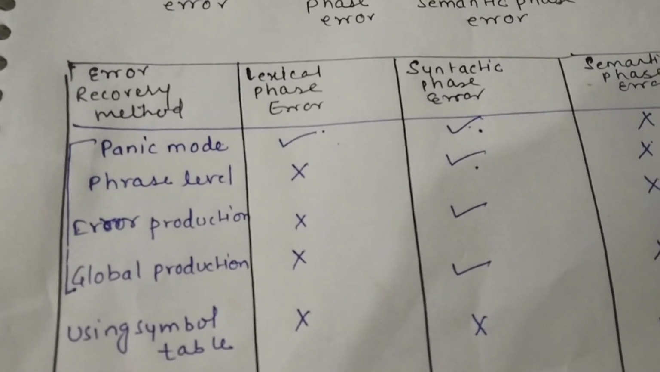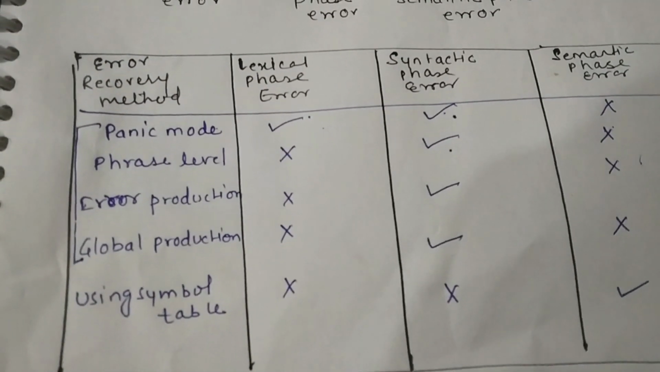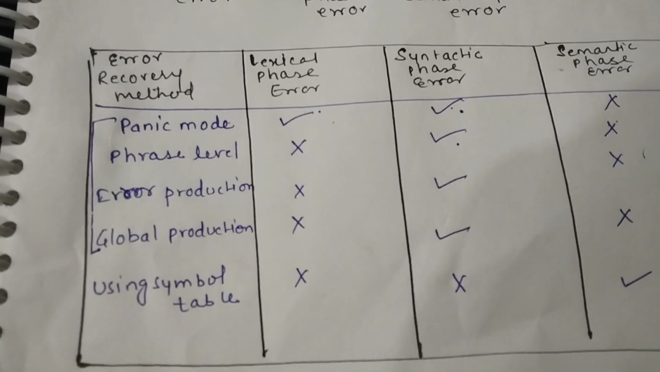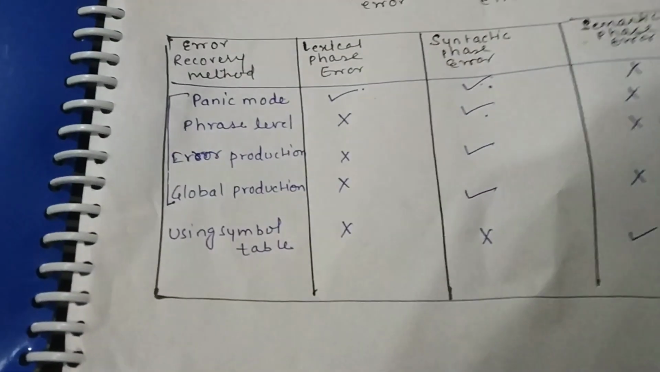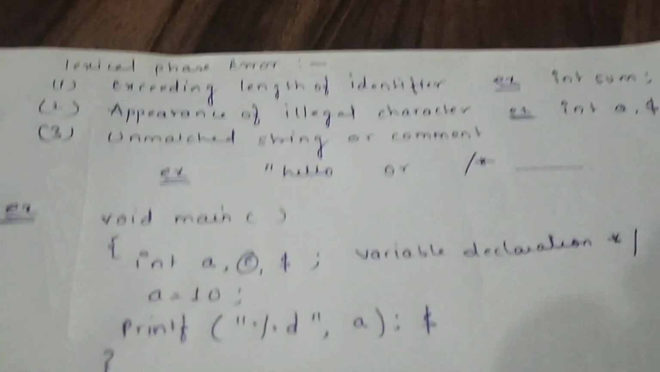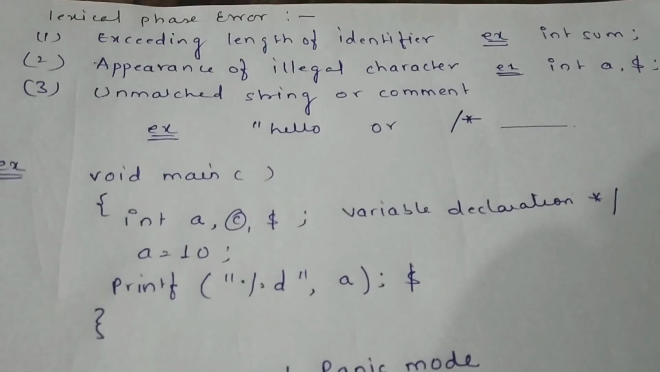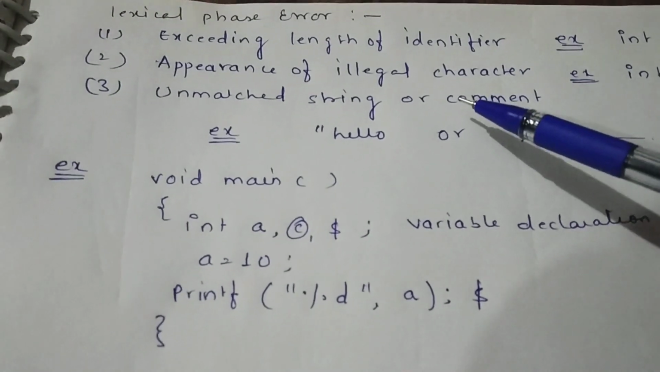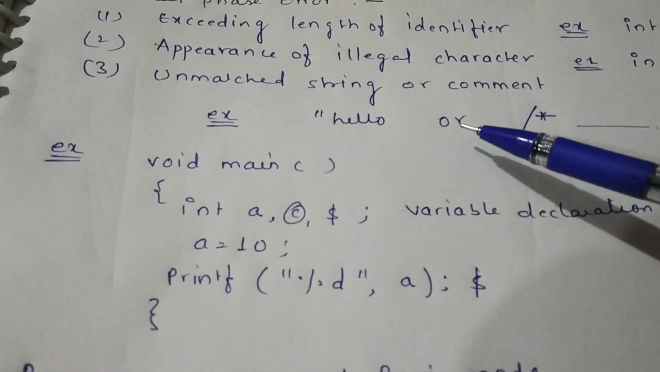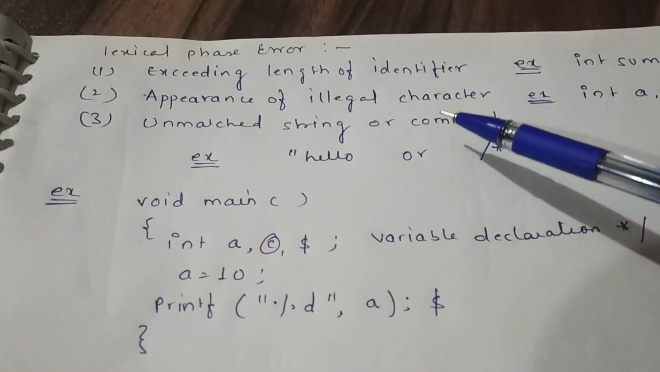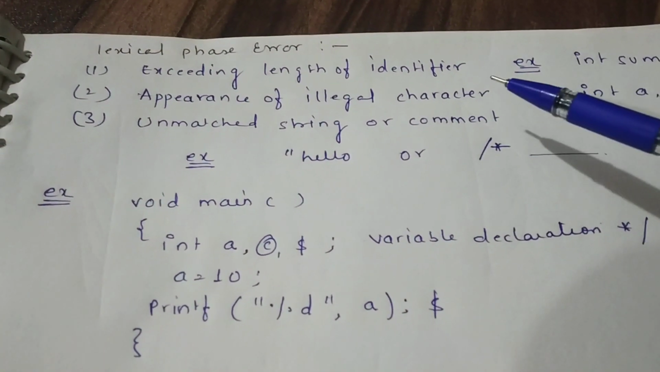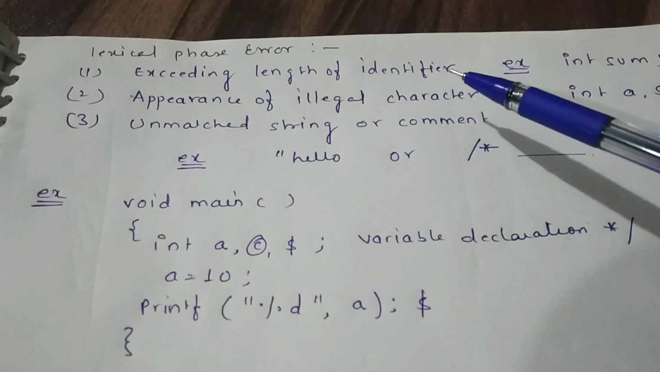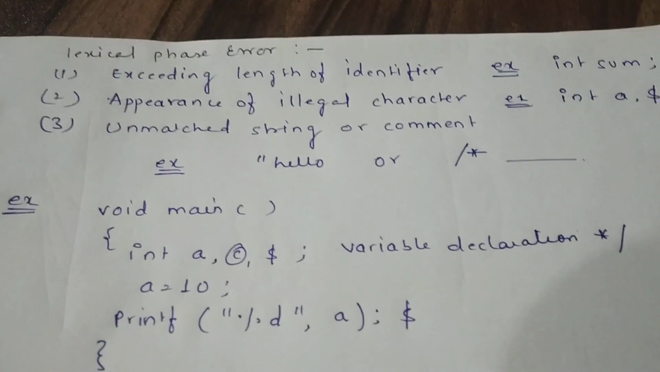So every recovery method has some rules. So we will see it one by one in detail. Lexical phase error. First we talk about the lexical phase error and its recovery. First we see what comes in lexical error phase. The first error that is identified in lexical error phase is exceeding length of the identifier.